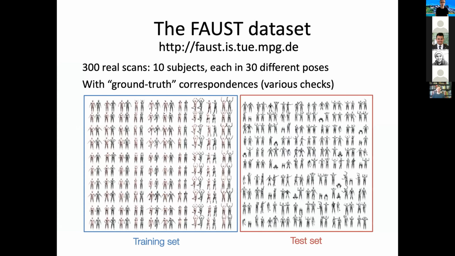Thanks. If you want some data like this, the Faust data set contains 300 real scans of 10 subjects in 30 different poses with ground truth correspondences between them. And so that's one source. If you want to start playing with some 3D scan data, you can check out Faust.